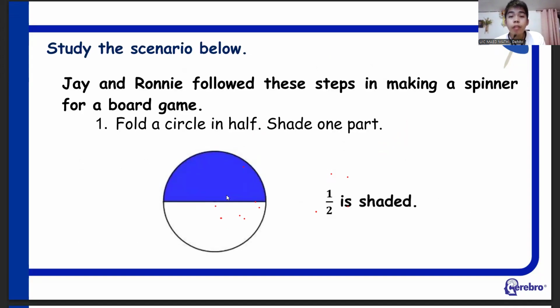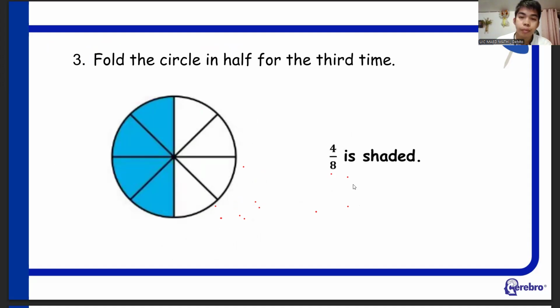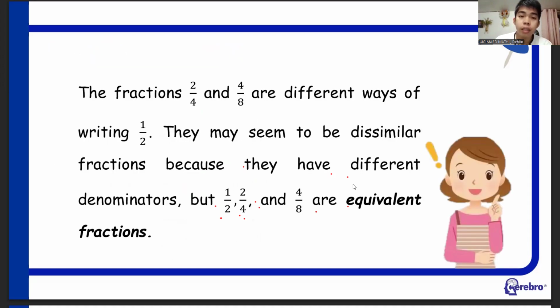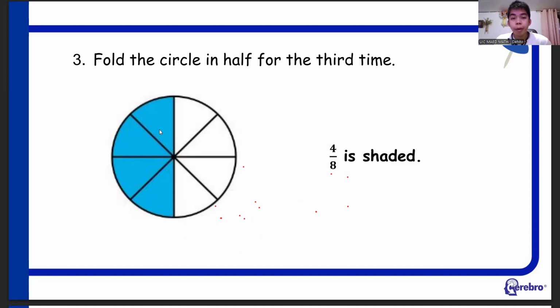Now, Joy and Ronnie follow these steps in making a spinner for a board game. Fold the circle in half, shade one part. So, one half. Ayun na. Ito yung first nila. Now, fold the circle in half again. And then, the shaded part is 2/4. Now, fold the circle in half for the third time. Ayan. Now, the shaded part will now become 4. 1, 2, 3, 4. And then, the equal parts is 8. Yun. Total equal parts.